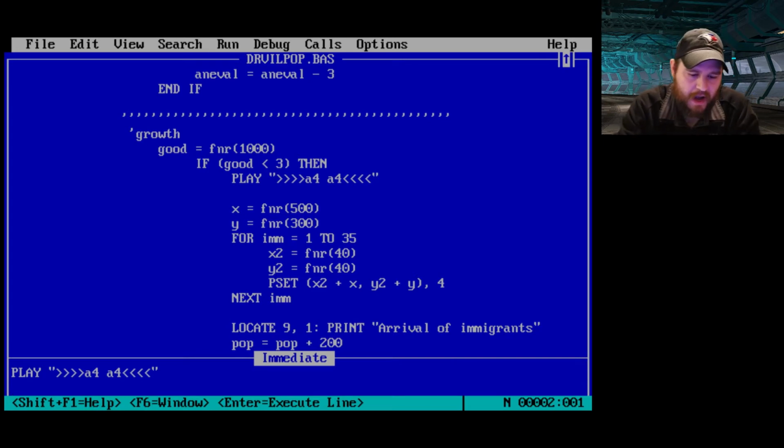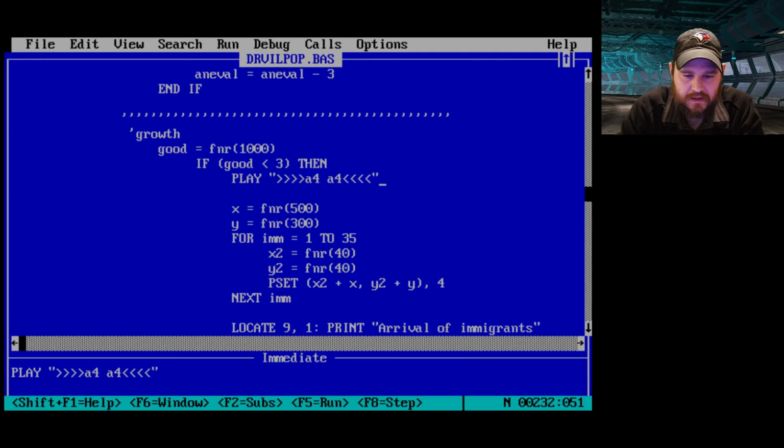So it's a very high A note, and between somewhere in the box of 500 and 300 on the screen. For IMM equals 1 to 35, immigration. He actually used a for loop variable that made kind of actual sense. What brilliance!